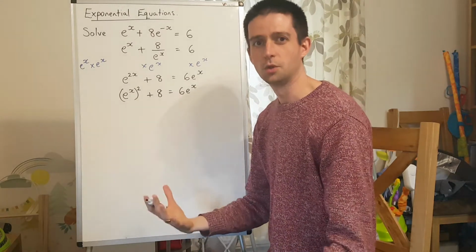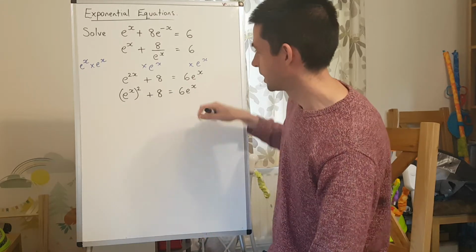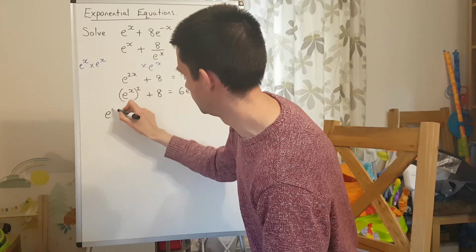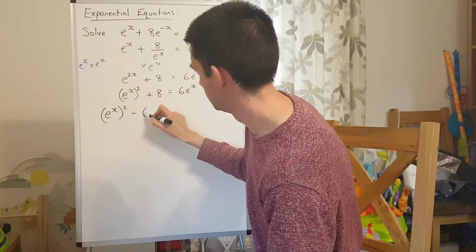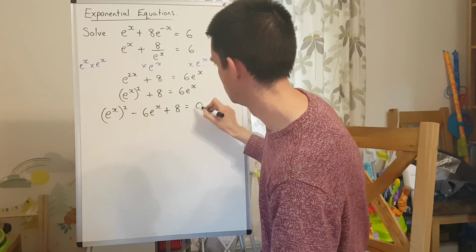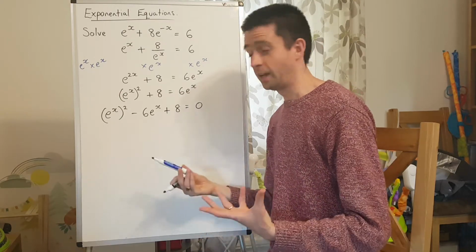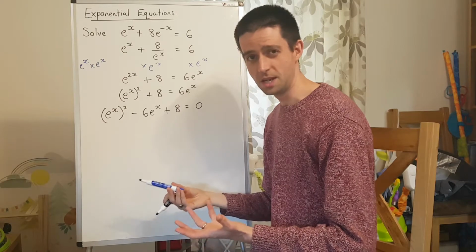What do quadratics have to equal before they can be solved? They have to equal 0, so I'm going to subtract 6 e to the x from both sides of the equation, which gives me e to the x squared minus 6 e to the x plus 8 equals 0. Now this is a quadratic. It's possible to factorise and solve from there, but a lot of people don't like what it looks like with the e to the x in it.